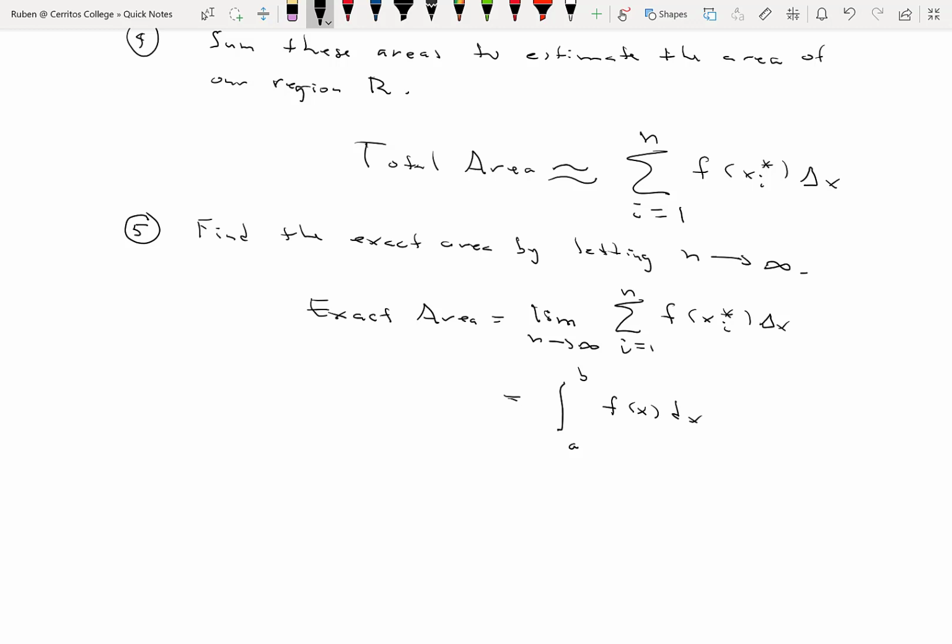But if our function is non-negative and continuous, then the definite integral of a function corresponds to the area underneath the curve, or the area of the region above the x-axis and underneath the curve between a and b.